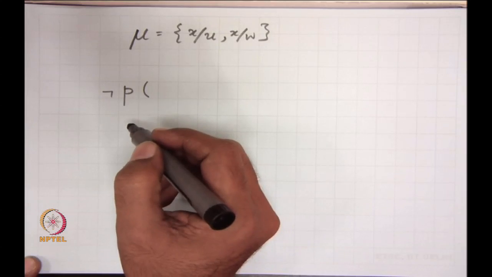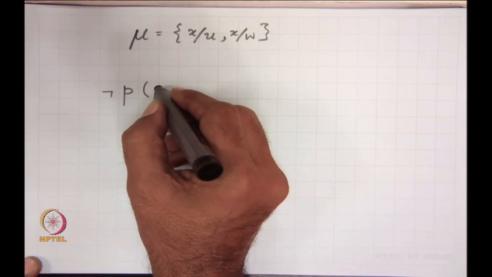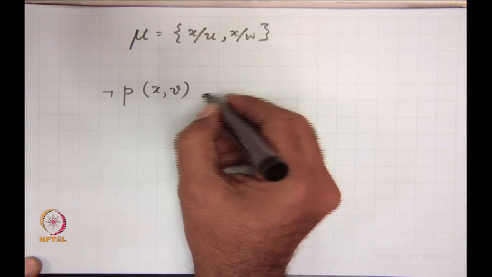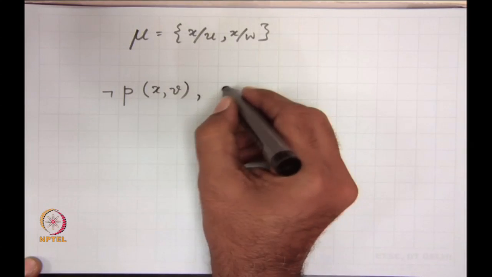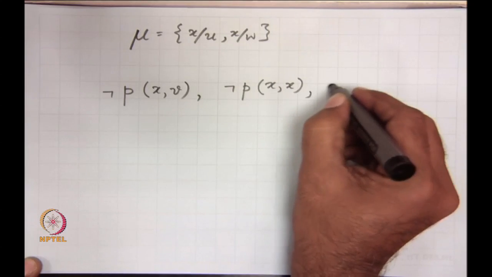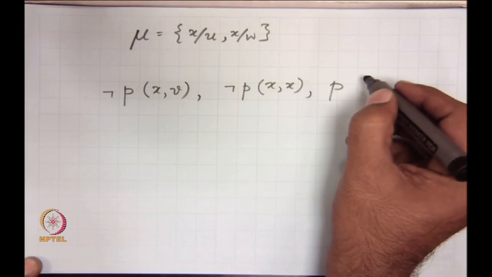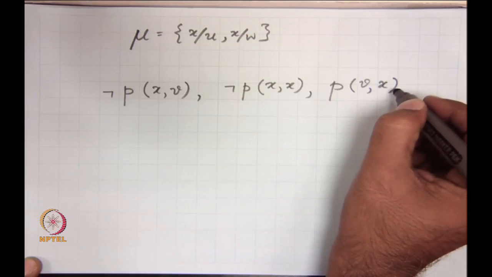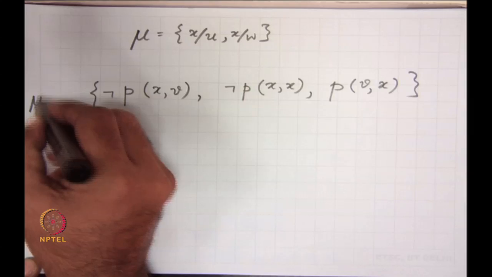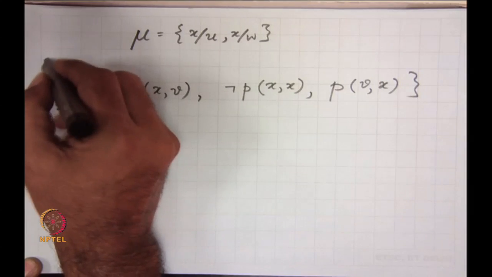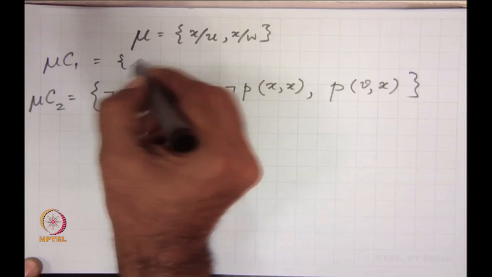Then what I would have got is not p x v and not p x x p v x, right. That is what I would have got. So, this would be mu c 2. Mu c 1 of course continues to remain just p x x.